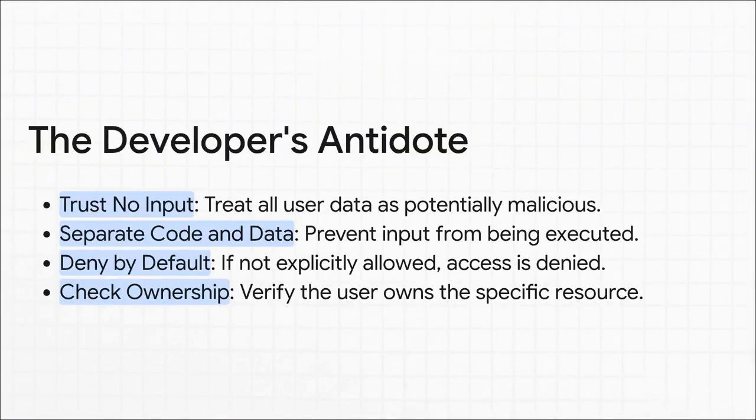Number 1, trust no input, ever. Treat it all as hostile. 2, always keep your code and your data separate. 3, deny everything by default. Permission should be given, not assumed. And 4, on every single request, check for ownership, not just that the user is logged in.